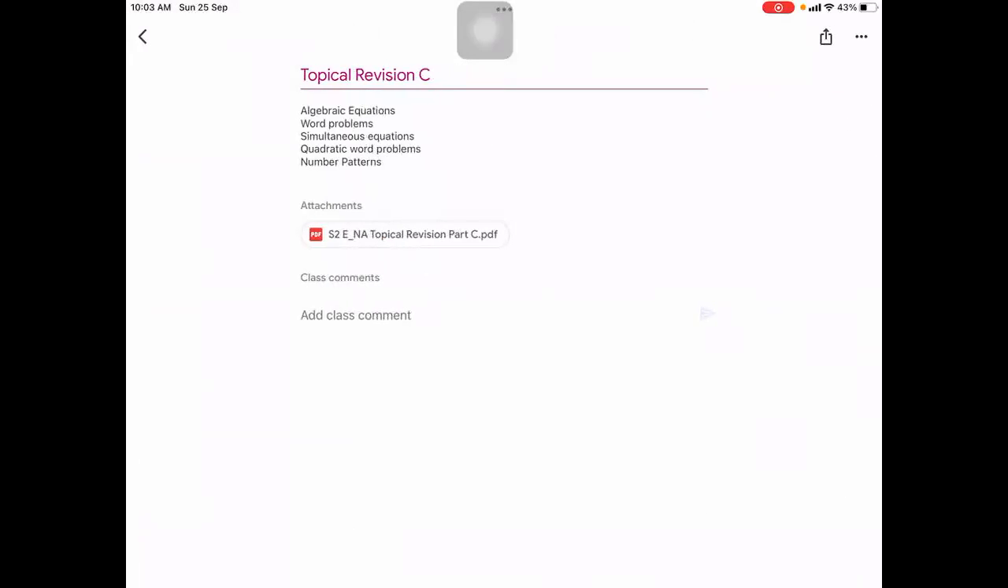Today's paper, topical revision C, involves a lot more on algebraic equations, word problems, simultaneous equations, number patterns, and quadratics. Everything here is more for paper 2 type questions, but I may not have time to see you for your paper 2 revision, so I'm going to start with this one first.